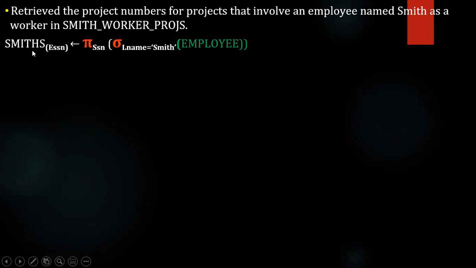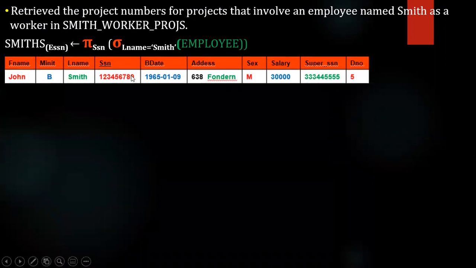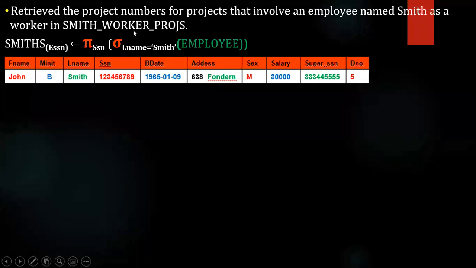Here I have created an intermediate table Smith where I will store his details. Now this is the tuple where L name is Smith, and I don't want all these columns here. I will extract only the required column. SSN of Smith is sufficient. Using select, the complete tuple is selected. Using project, only the required column will be selected. So which column do I need here? I need only the SSN column.